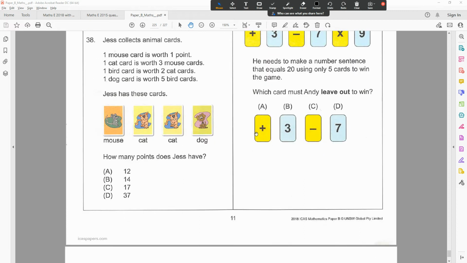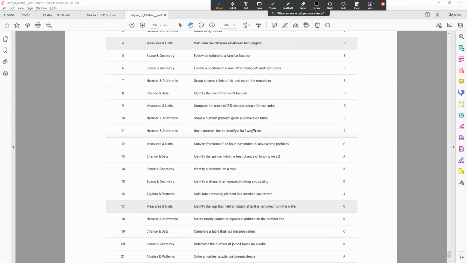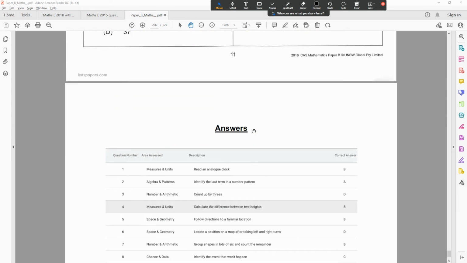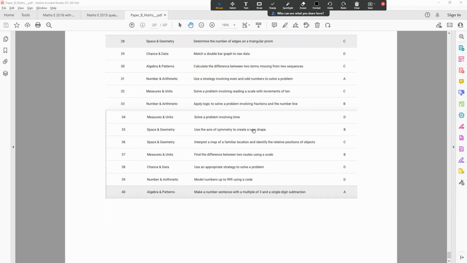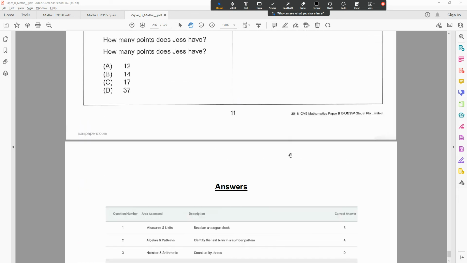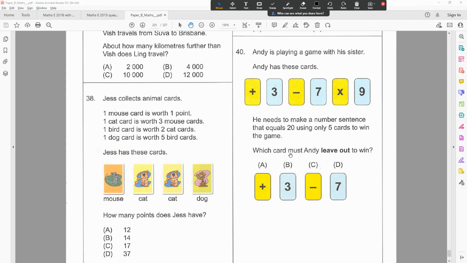Let's check the answers now and then we'll come back. So, question number 38 and 40. 38, your answer is D. And 40, your answer is A. Now it's your job to try and figure it out.